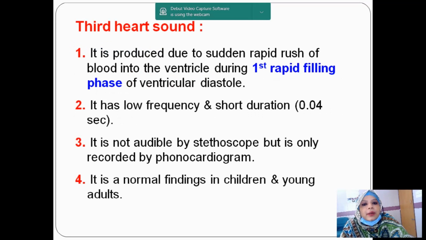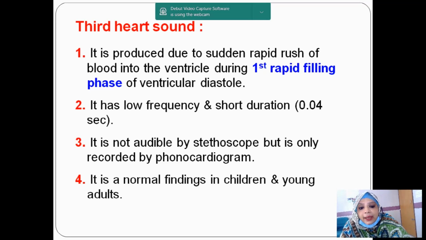But what about the third heart sound? It is produced due to the sudden rapid rush of blood into the ventricle during the first rapid filling phase of ventricular diastole. Already I mentioned in the previous class there are 5 phases in ventricular diastole. First is the protodiastolic phase, second is the isometric relaxation phase, third is the fast rapid filling phase, fourth is the slow filling phase, and fifth is the last rapid filling phase. So it occurs during the first rapid filling phase. It has low frequency and short duration, that is 0.04 second. It is not audible by stethoscope.